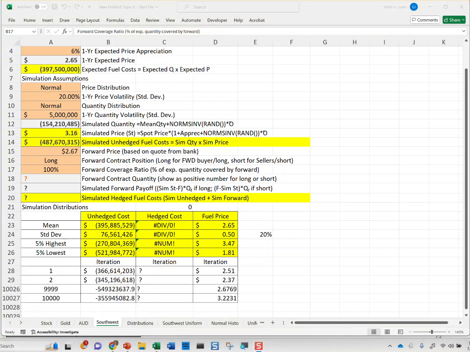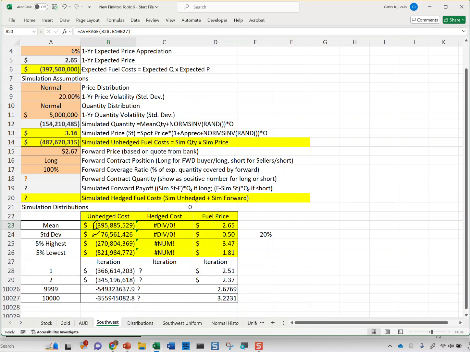Okay, as this is finishing up, you can see that the 10,000 iterations are completed, and what you see is the mean is 295, just like we would expect it, but we don't run the distribution to get the mean. It's actually about 396, and we expected 397. The standard deviation is $76 million, so you can say I expect 395 with a standard deviation of $76 million.